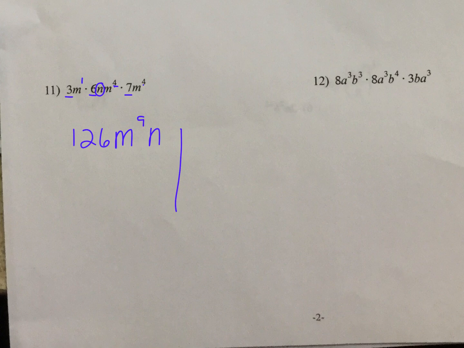All right, same with this one. Big numbers, I multiply. 8 times 8 times 3. I get 192. Now we're just going to count up our A's. I got 3 plus 3 plus 3. That's 9 A's. B, I got 3 plus 4 plus 1 is 8.